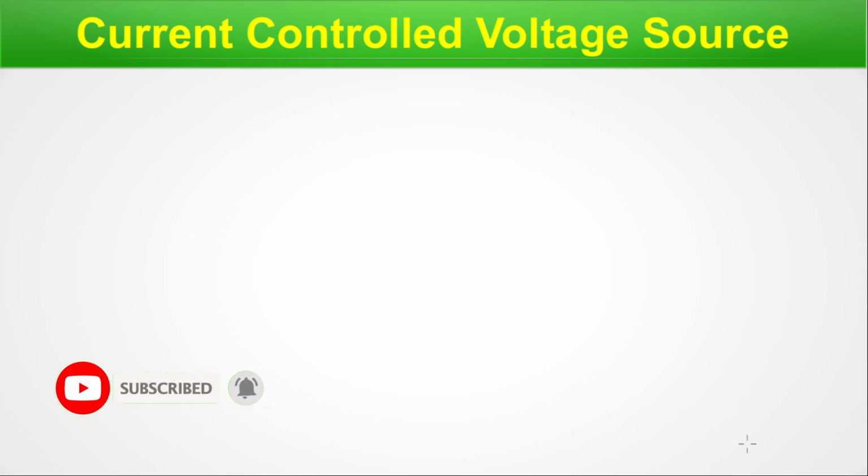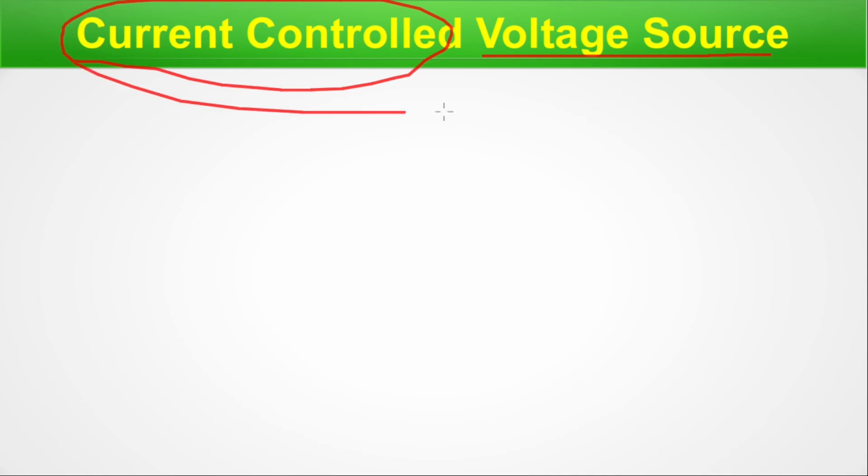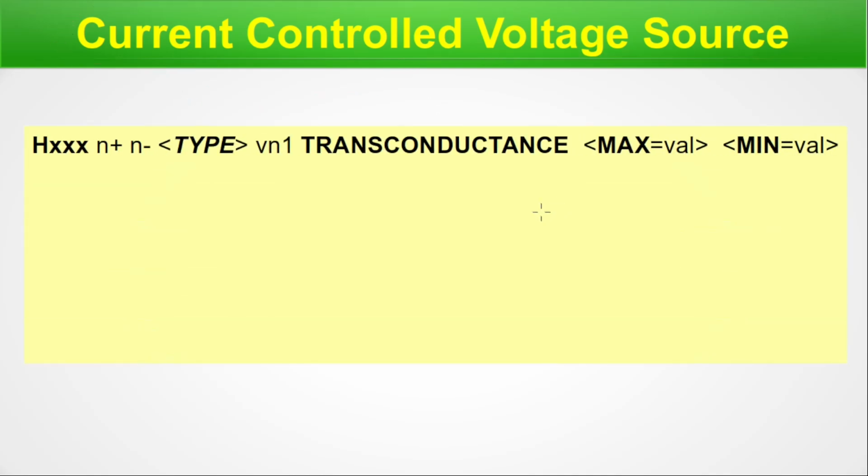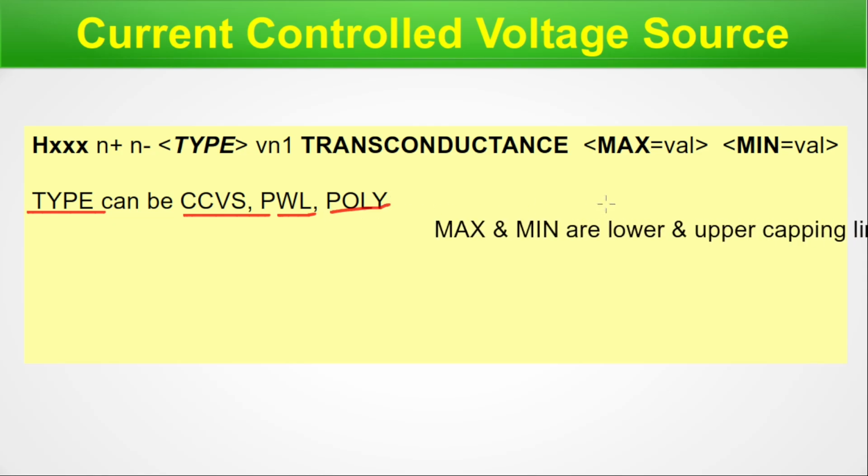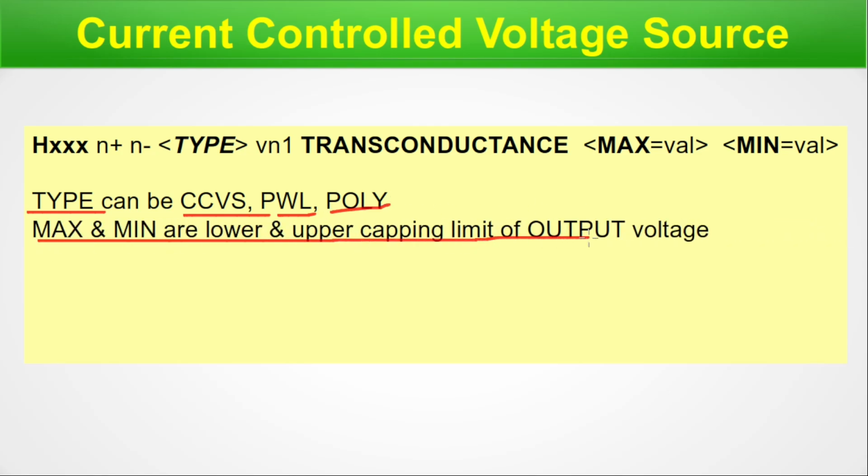Now we will be talking about the current controlled voltage source. That means the final one is the voltage source, and it is getting controlled by the current. So here is the syntax. H, then we have the alphanumeric, then 2 nodes, type, then the control node, then transresistance, max value, min value. We already know these types. Type can be CCVS, PWL, poly. Max and min are the upper and lower limit of the output voltage. These are the capping limits.